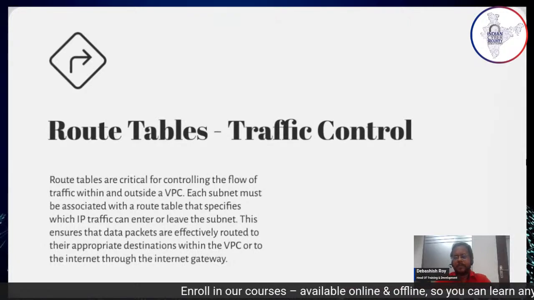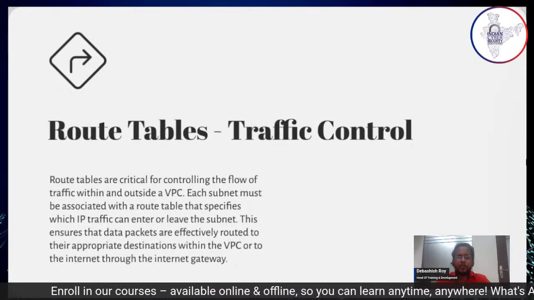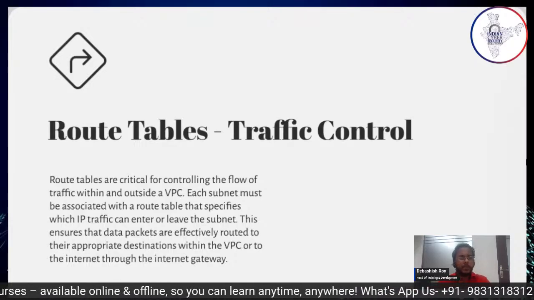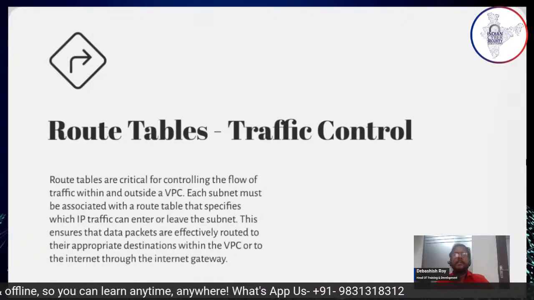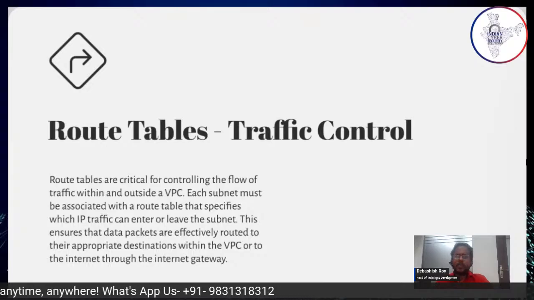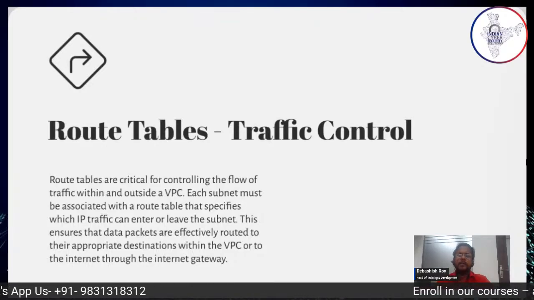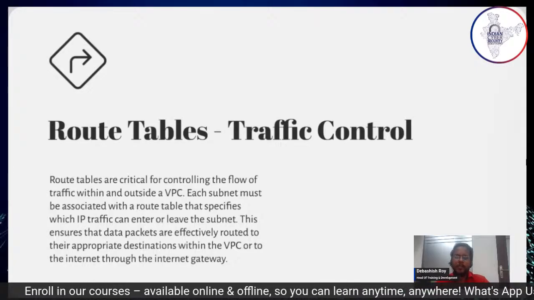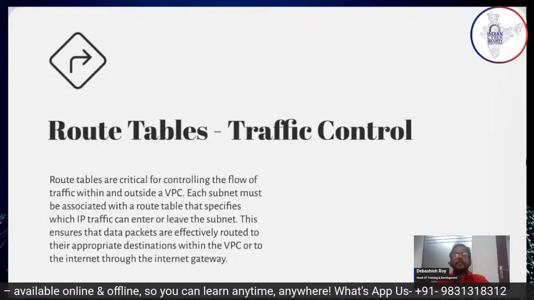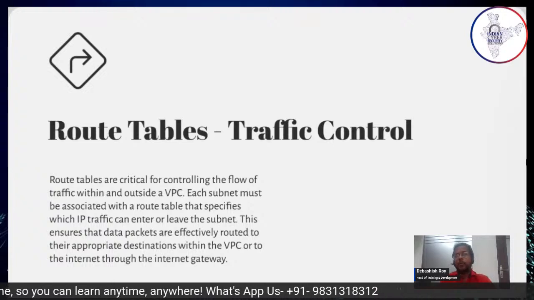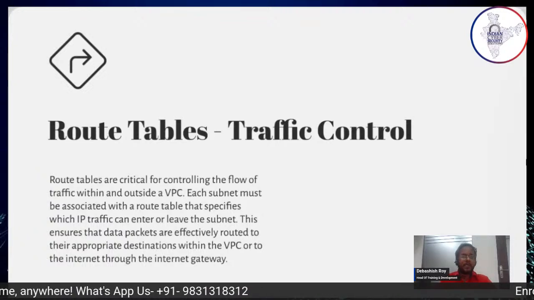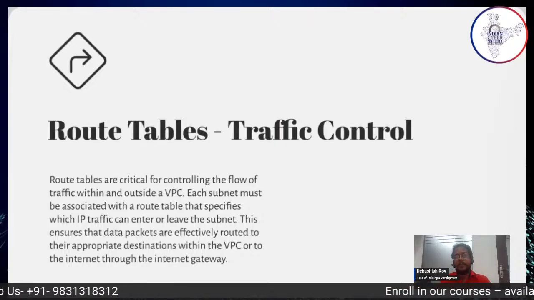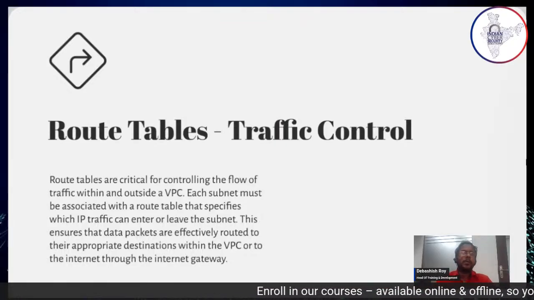Then you come across route tables to control traffic. Now, route tables are the routing tables, because we are using the routers or the routing tables that are defined by AWS itself. We do not have the routers. So, route tables are critical for controlling the flow of traffic within and outside of a VPC. So, each subnet must be associated with a route table, and it specifies which IP traffic can enter or leave the subnet. So, there is a default route like the 0.0.0.0/0 CIDR that we know. There is a default route to any network, but you can also add your route, your network, and you should do that. Otherwise, the traffic will not leave your network.